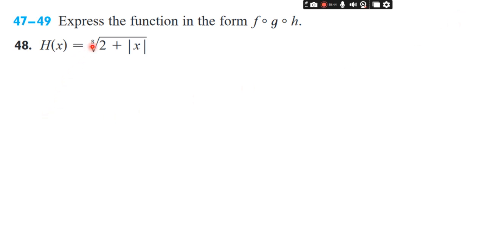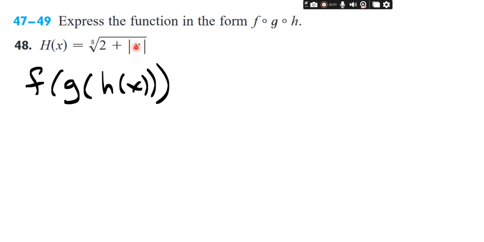So I notice an 8th root here, right? That's one function I see. That's the topmost function. Then I also see this little 2 adding the absolute value of x. So I'm going to say that guy right there is the most inner function. The most inner function is absolute value of x.